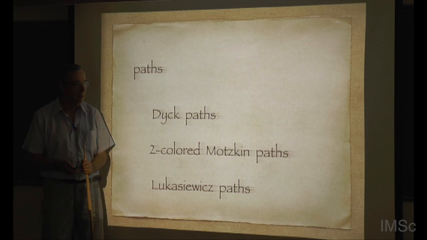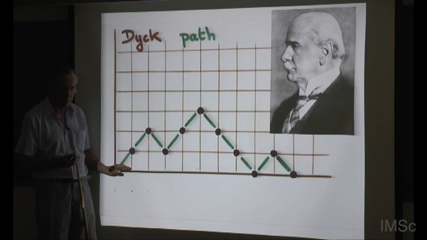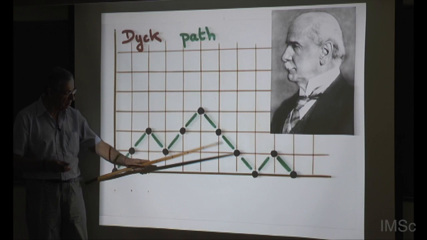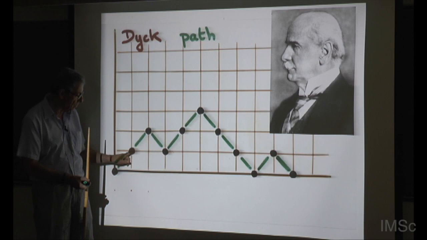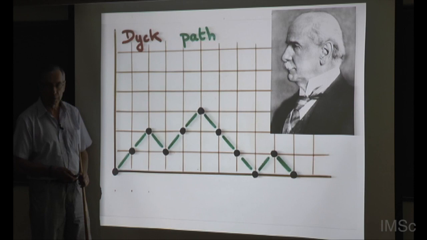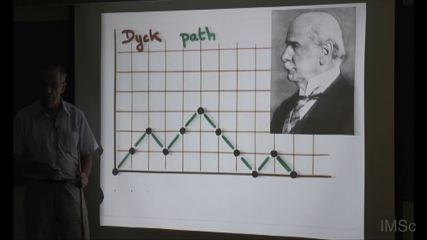So Dyck path, recall, is a path in the quarter of the plane, starting at the origin, staying always above the zero level. You go back to the zero level, and the elementary steps are always northeast or southeast. It's called Dyck path because of von Dyck, related to free group generators and words in a free group.